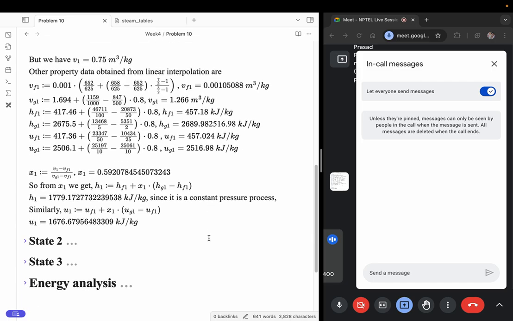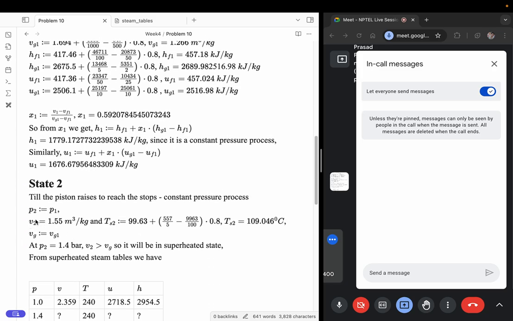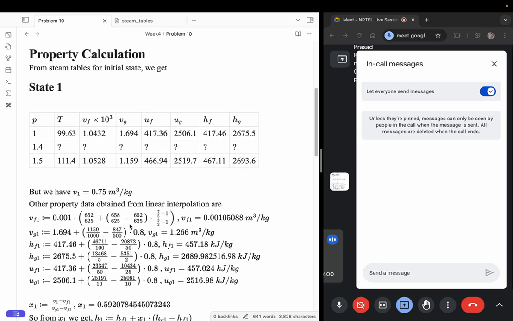Now for state 2, from state 1 to state 2 it is a constant pressure process, and so we just have P2 equal to P1, and we know the final specific volume, so we know the final pressure and final volume. So at this particular value, we calculate the saturated temperature, which comes to around 109.046. So the question is, how do I know whether it is in a vapor state, or how do I calculate this temperature? This is again from a linear combination from above that I have here.